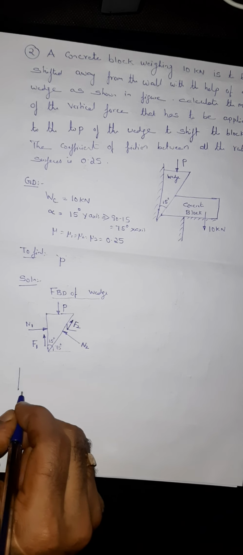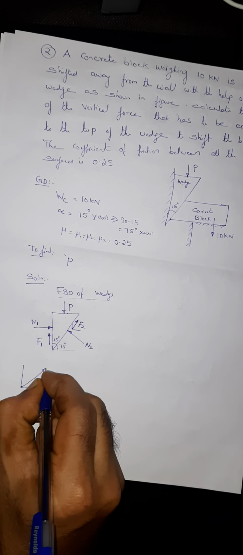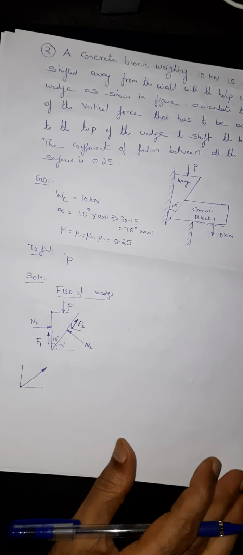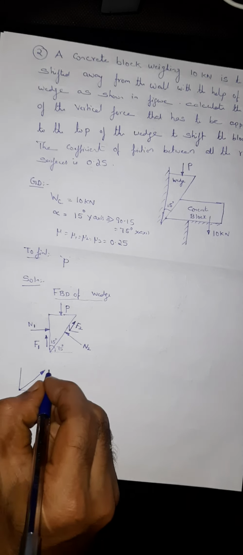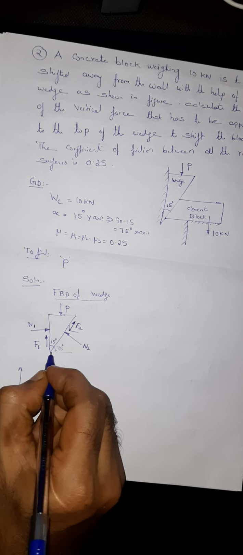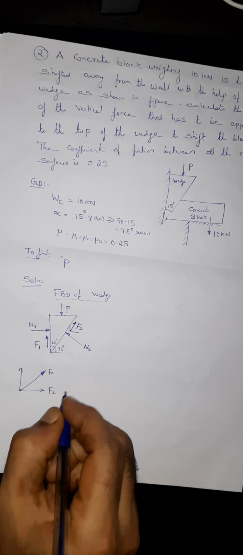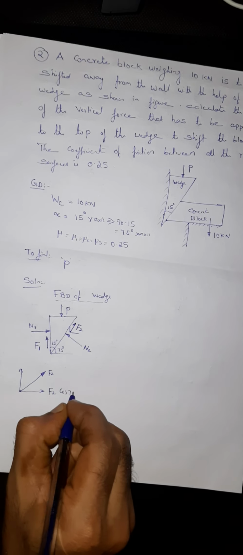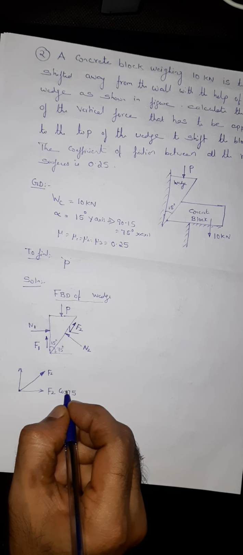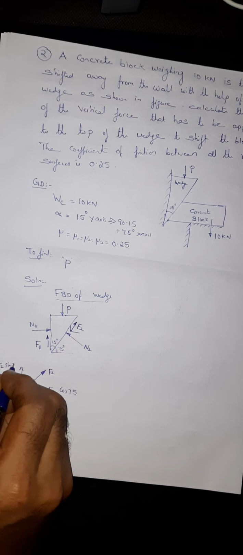So I'm going to redraw that, and I'm just zooming here. This is F2, 75 degree with respect to the x-axis. Therefore, this is F2 cos 75, correct? And this could be F2 sin 75.